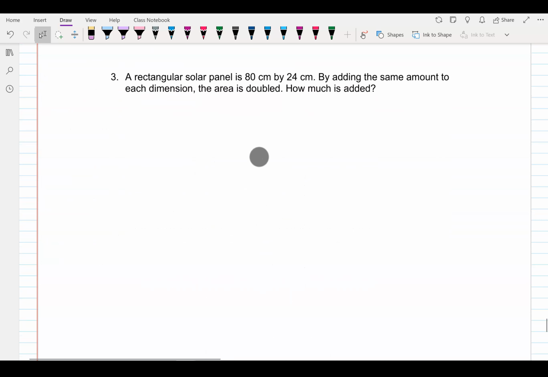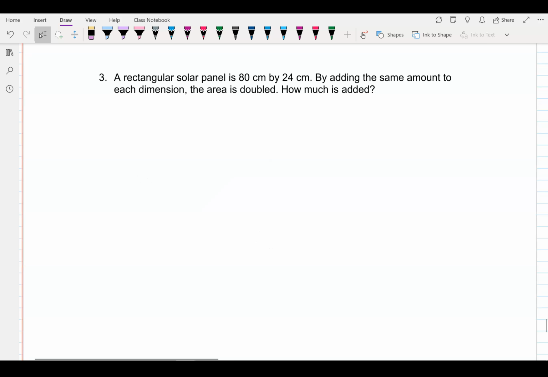But let's move on to the final question in this unit, and the final question on quadratic equations. Question 3. A rectangular solar panel is 80 centimeters by 24 centimeters. So we got a rectangular panel, 80 by 24. Maybe we'll need that, maybe we don't. By adding the same amount to each dimension, the area is doubled. Okay, so by adding some amount to each dimension, plus x, the area is doubled. How much is added?